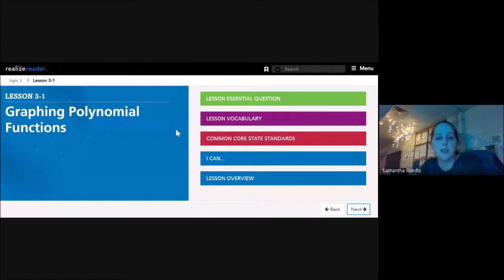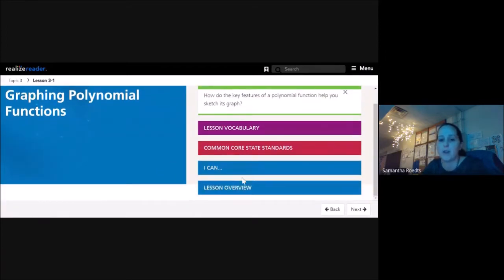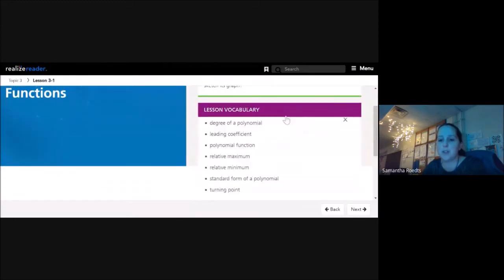All right, this is Unit 3, Lesson 1, Graphing Polynomial Functions. So we're in a brand new unit. It's all going to be about polynomial functions. So the lesson essential question is, how do the key features of a polynomial function help you sketch its graph? So at the end, we'll be able to predict the behavior of polynomial functions.